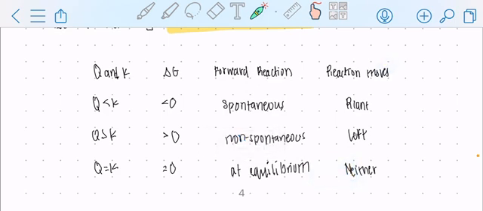When Q is greater than K, the G value is greater than 0, it's non-spontaneous, and the reaction moves to the left. When Q is equal to K, the reaction is at equilibrium, and it doesn't move in any direction. And that is it for chapter 16.